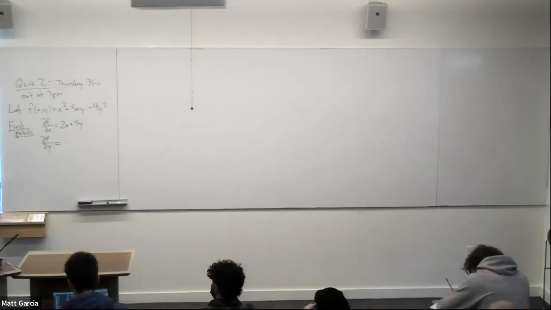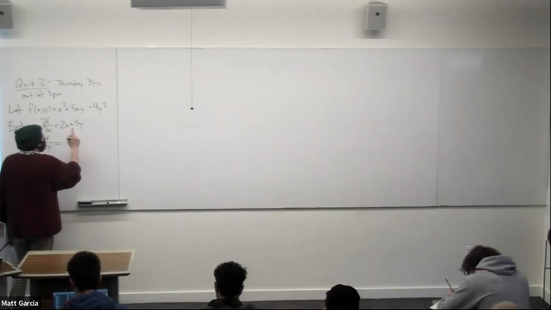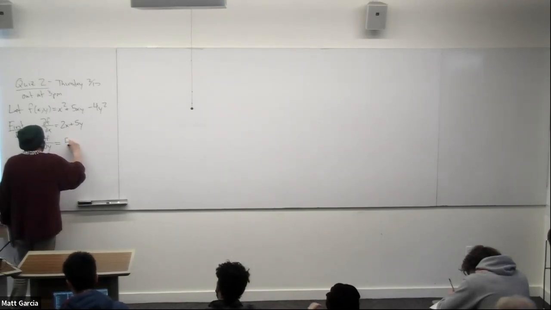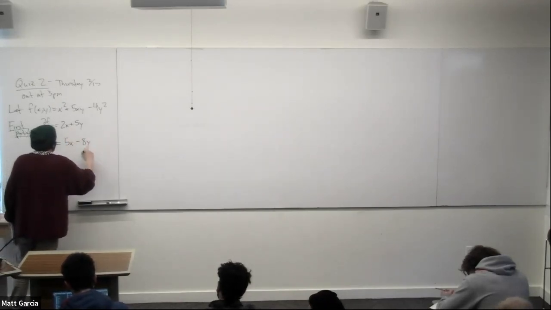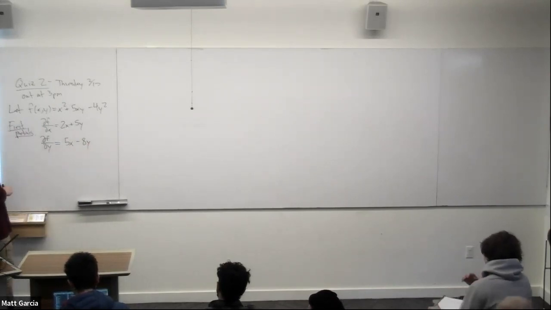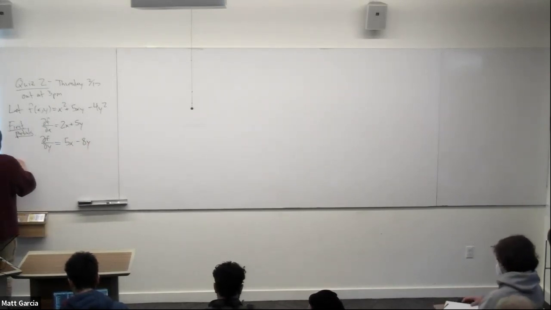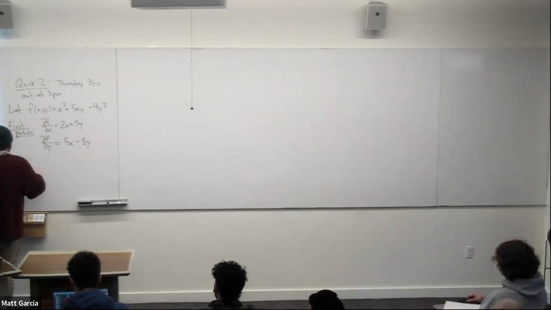Similar procedure, right? Now we're just considering y. 5x minus 4y. Minus 8y. Good. 5x minus 8y. Okay. Now, how about the second partial derivatives?